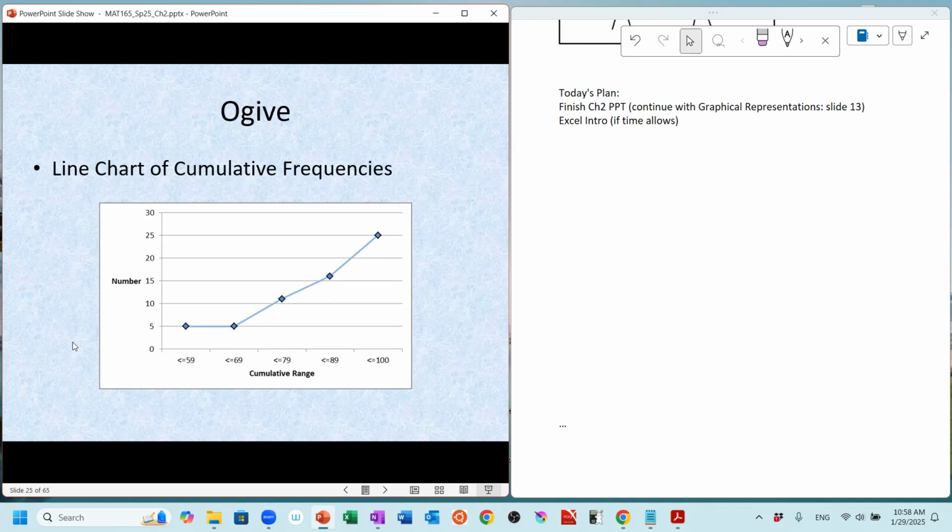As we go from left to right, the graph can only go up, or perhaps stay straight on occasion. So that's a cumulative frequency graph.